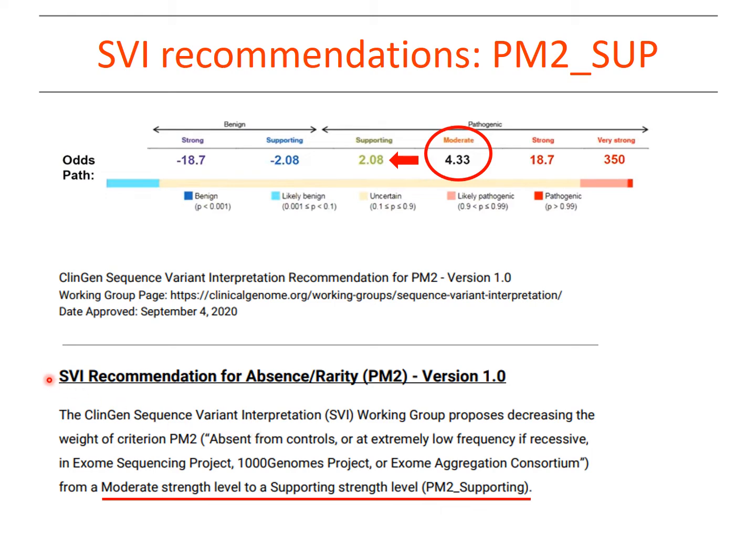And the SVI recognized that this is way too high. So instead, from a moderate strength, it should be used as supporting strength. So it should be downgraded from moderate to supporting. Okay. So this means that 3 out of 2 variants meeting this criteria are pathogenic. It was overrated in the past, but now in the future, you should always downgrade PM2 to supporting, always.